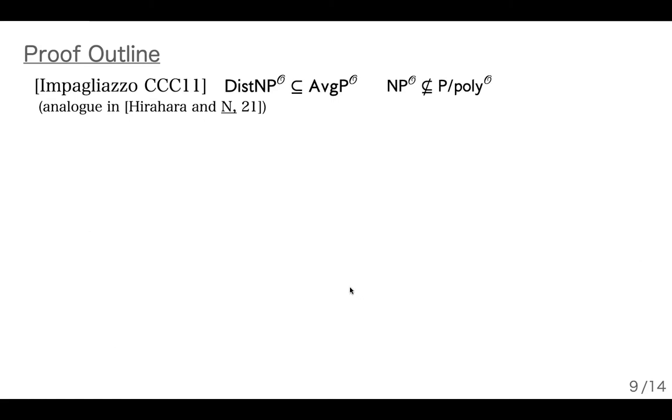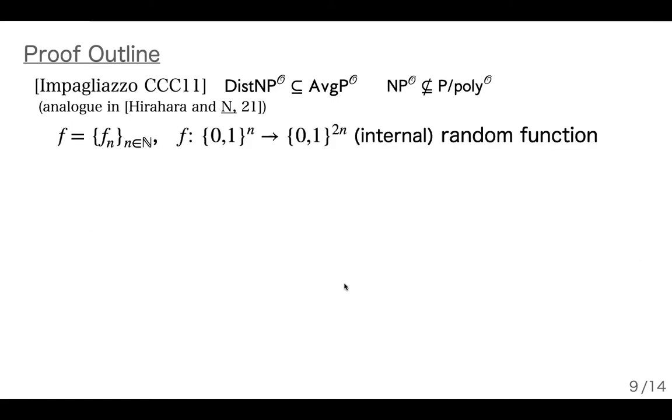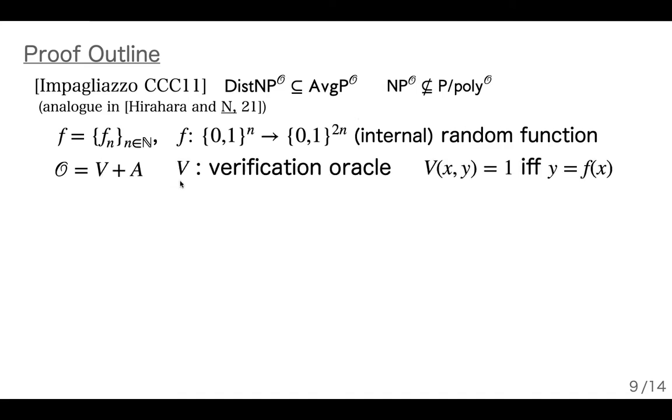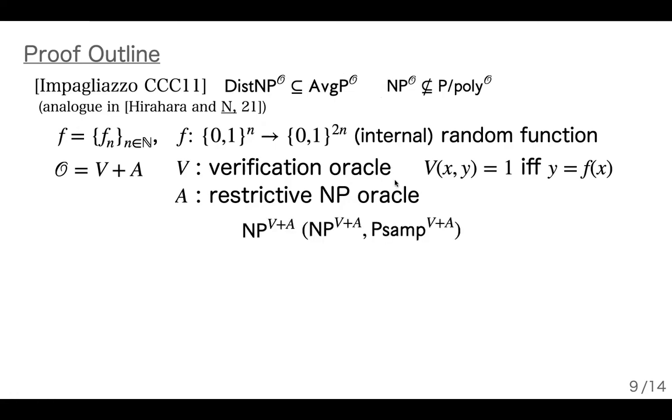The previous oracle construction has an internal random function F for the randomness source, which maps n-bit strings to, let's say, 2n-bit strings. The oracle consists of two oracles, V and A, and V is a verification oracle for F, which is determined in a really natural way. And A is a restrictive NP oracle, which I explain later. To separate these two notions, in fact, we need to consider these complexity classes.